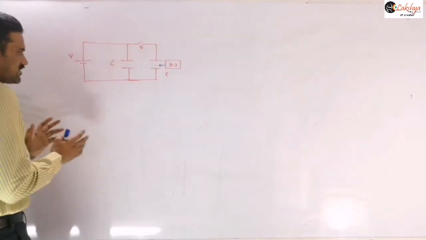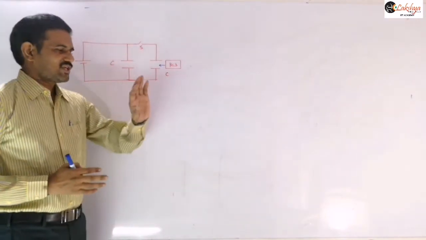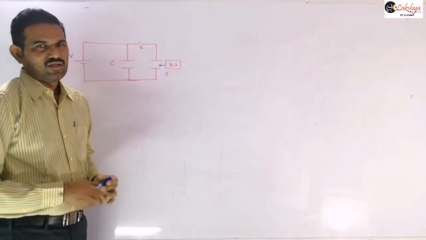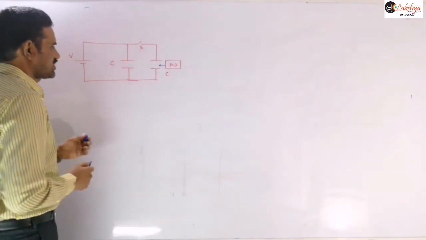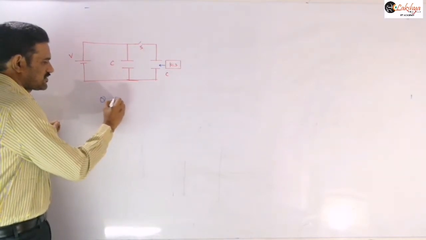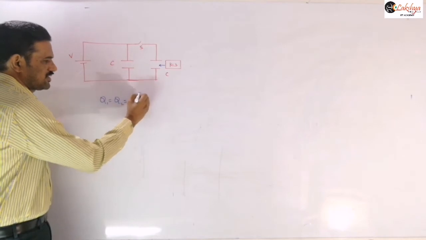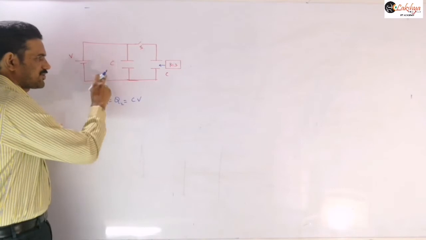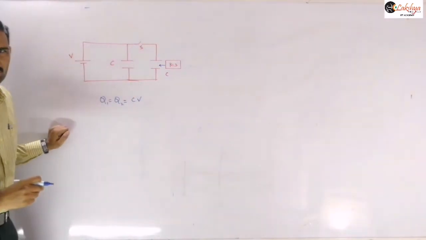So let us do the initial calculation here. Initially, that means the switch is closed and this dielectric is not there, right? So you can write easily the initial energy. The initial charge on them will be Q1 is equal to Q2 is equal to CV, because both are in parallel. And I can write directly the initial energy because the potential difference across each capacitor will be V only.